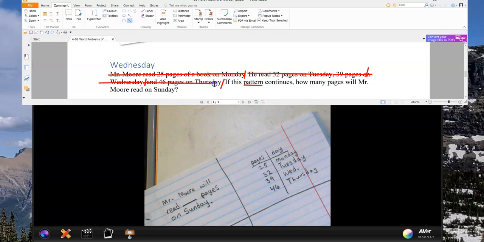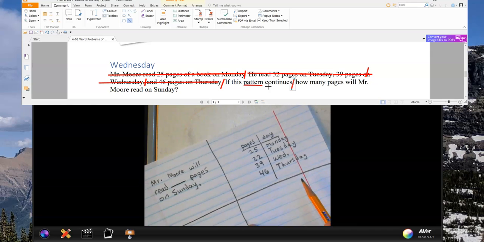And then I'm going to continue reading. If this pattern continues, I'll stop right there. And remember, the keyword pattern helps us remember that this is going to be a table that we're going to use to solve it. Pattern continues means I'm going to add more to it. So I left myself some space here. I may need to add a little more space now that I realize the question is, how many pages will Mr. Moore read on Sunday?